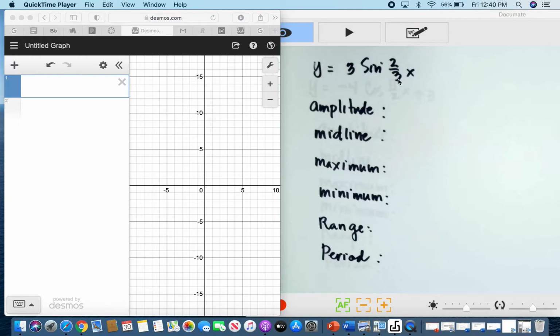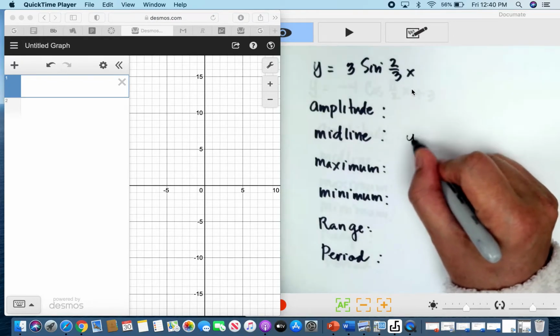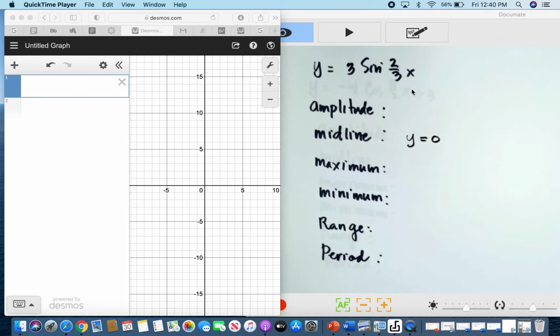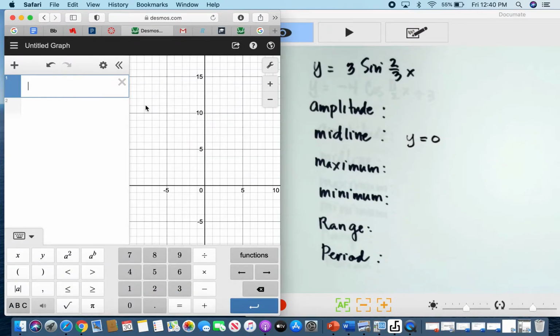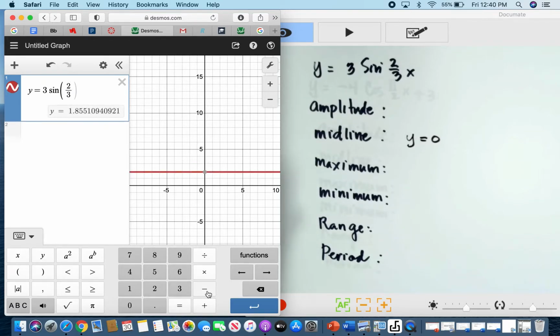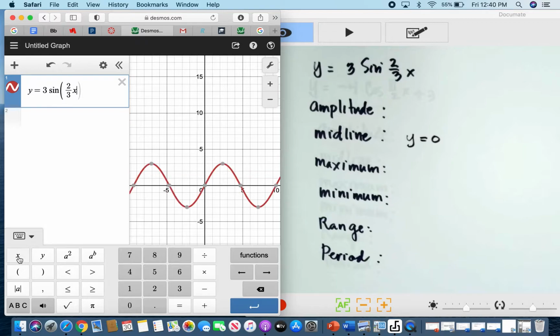Since I don't have a number added to or subtracted from the function, the midline is y equals 0. To prove that, of course, we can graph the function. And remember that our mode is always in radian to graph it, not in degrees. So you have y equals 3 sine 2/3 x. And as you can see, the graph is this, and the midline is y equals 0. That would be the line that will cut your graph into two.